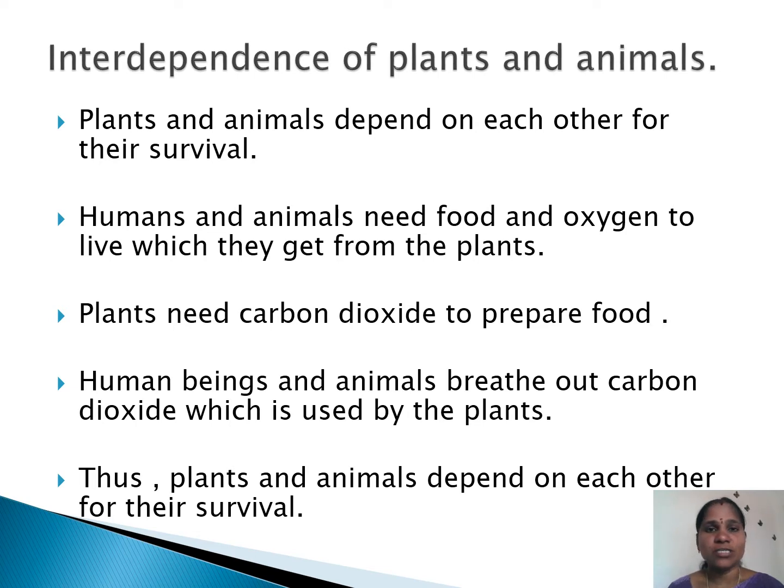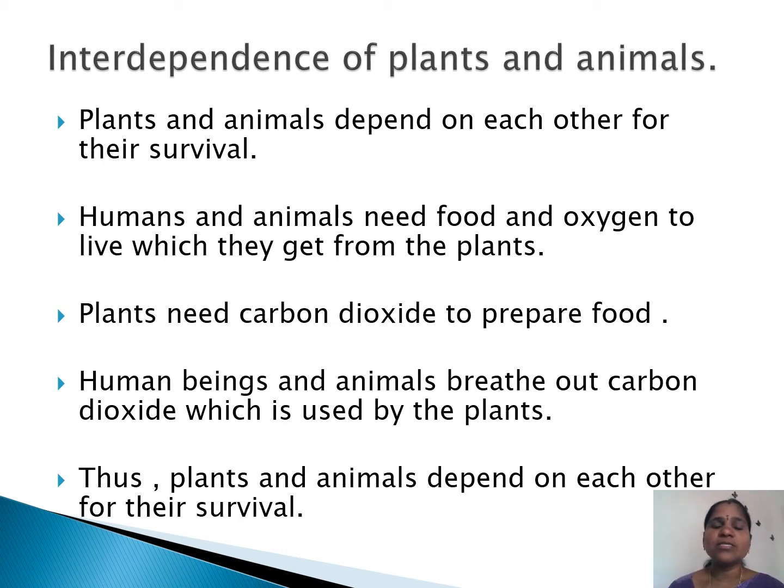Not only food, but oxygen also is given by the plants. Through the plants only, animals get oxygen. Humans and animals need food and oxygen to live, which they get from the plants. The plants prepare their own food, which is stored in some parts. That food is taken by humans and animals. After making that food, plants also release oxygen, which is taken by the animals.